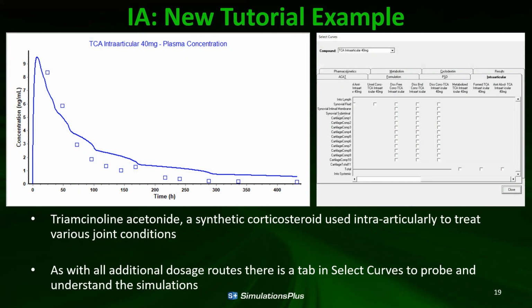We have included a new tutorial example for TCA, a synthetic corticosteroid used intra-articularly to treat various joint conditions. And as with all the additional dosage routes, there's a tab in the select curves to probe and fully understand your simulations. And this really unleashes the full power of PBPK.